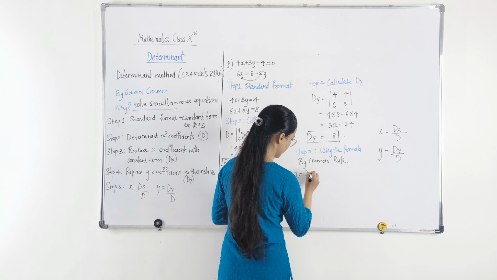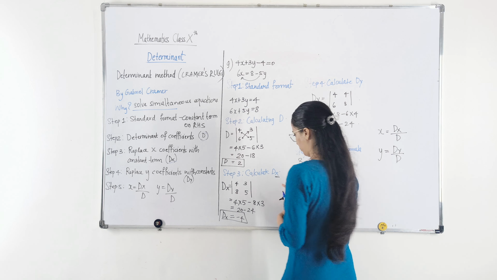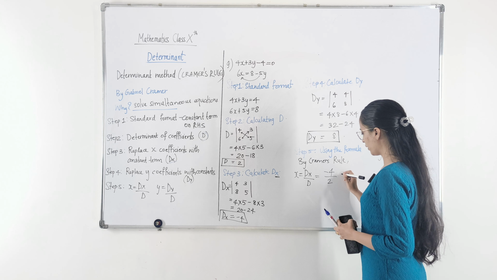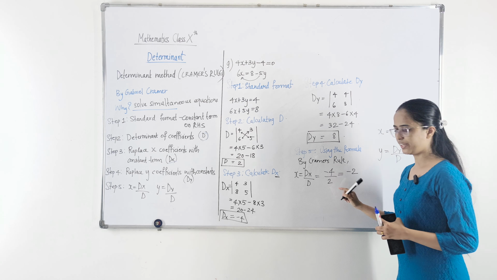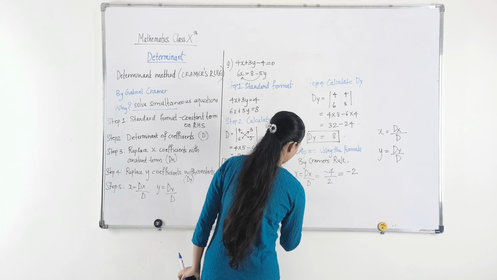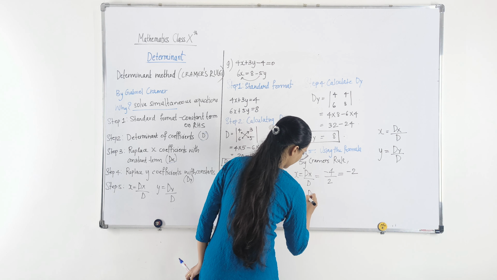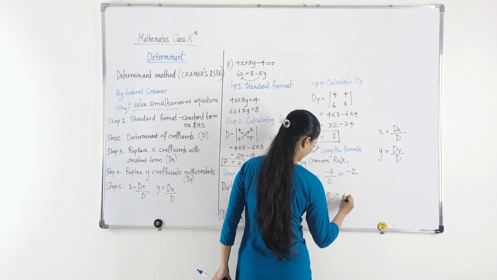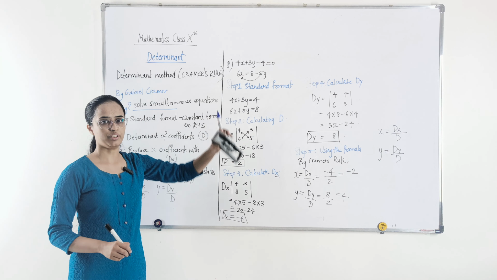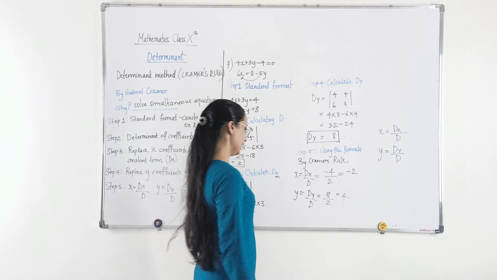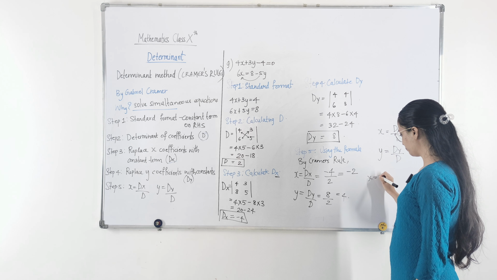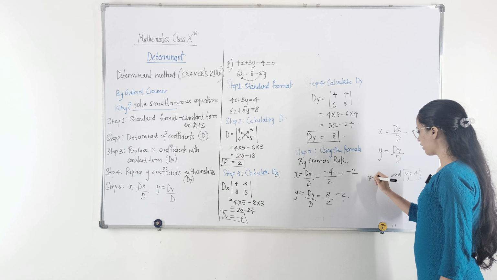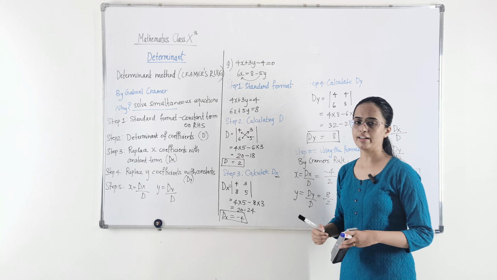So here you will say, by Cramer's rule, x equals dx upon d, which is equal to, now what is your dx? Your dx is minus 4 and your d is 2. So you get the answer to be minus 2, because when you reduce this you get minus 2. Likewise, y is dy upon d, which is equal to 8 by 2, and that is equal to 4. So the solution for the given set of linear equations or simultaneous equations is x equals minus 2 and y equals 4. So this is how we would be calculating the values of x and y.